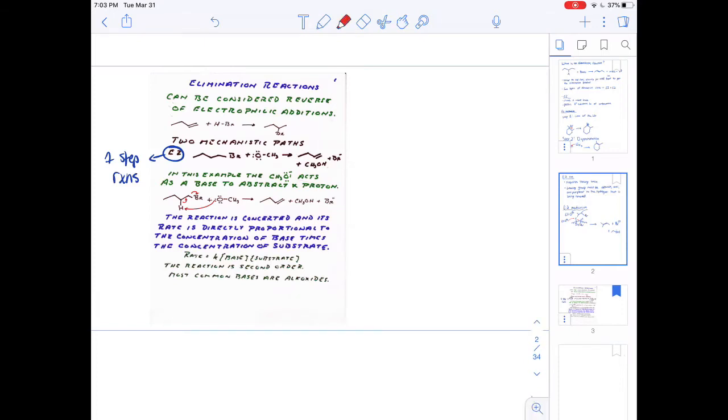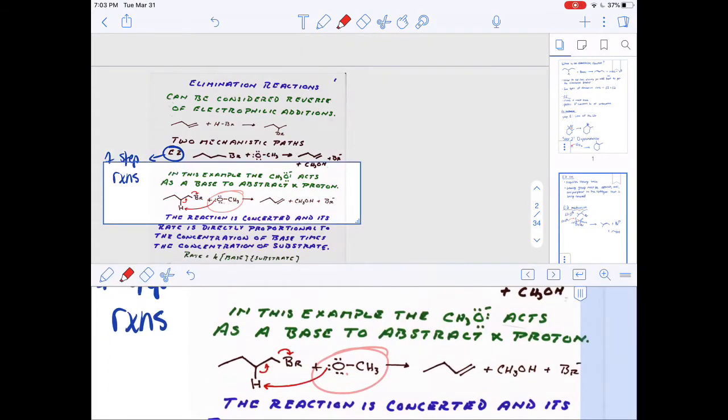So he goes to show you how the O will pull off the H. The H's electrons will go into the ring, or like the compound in this case. And the Br will be kicked out because it's overcrowded.